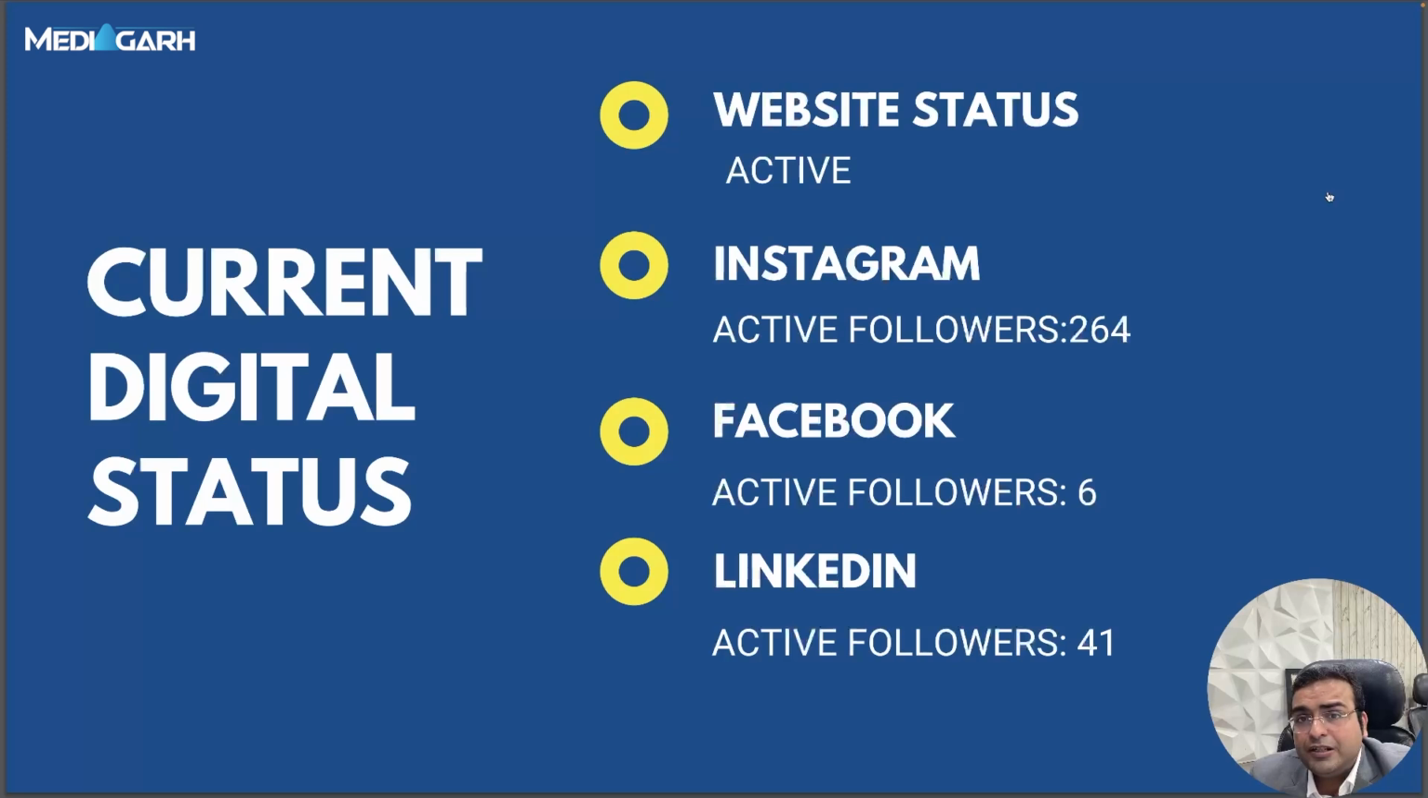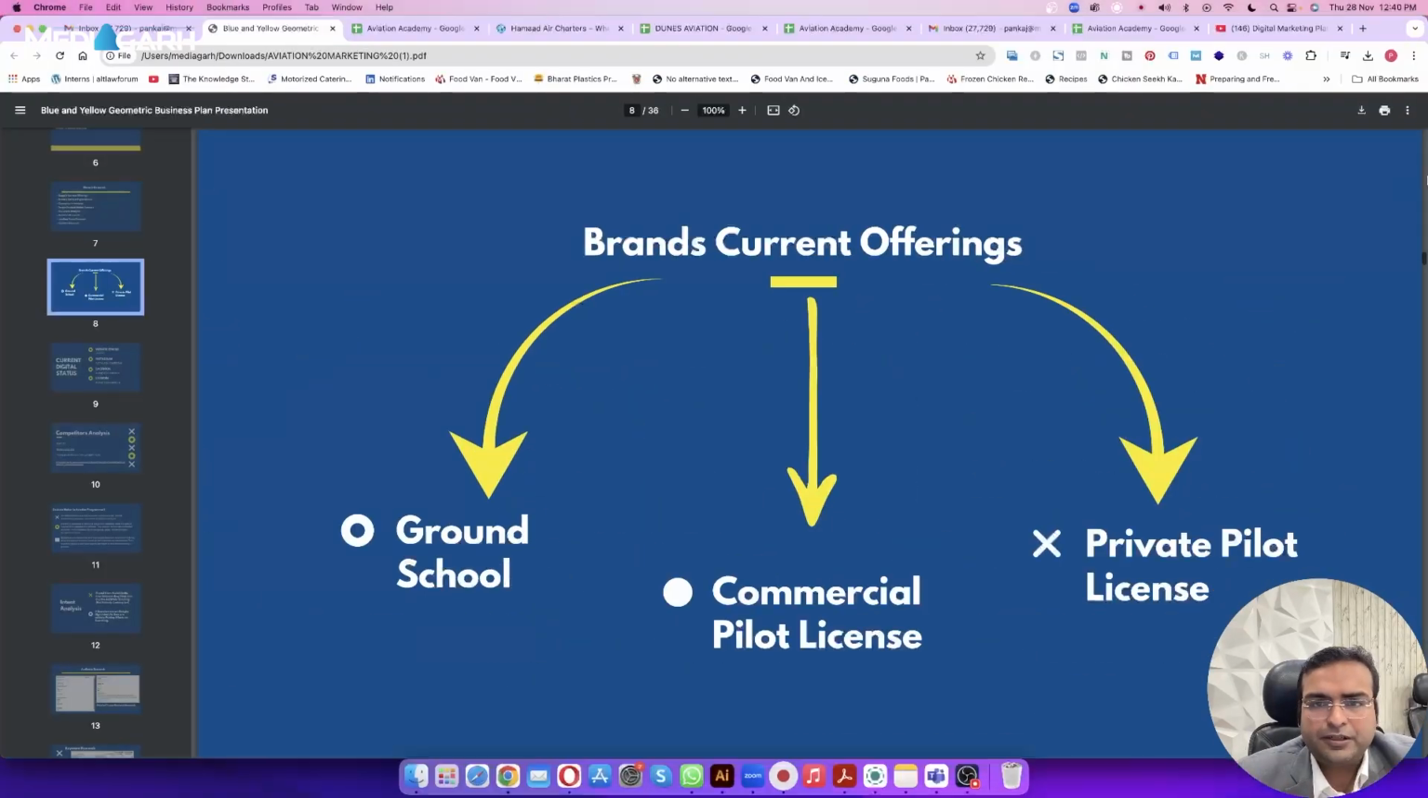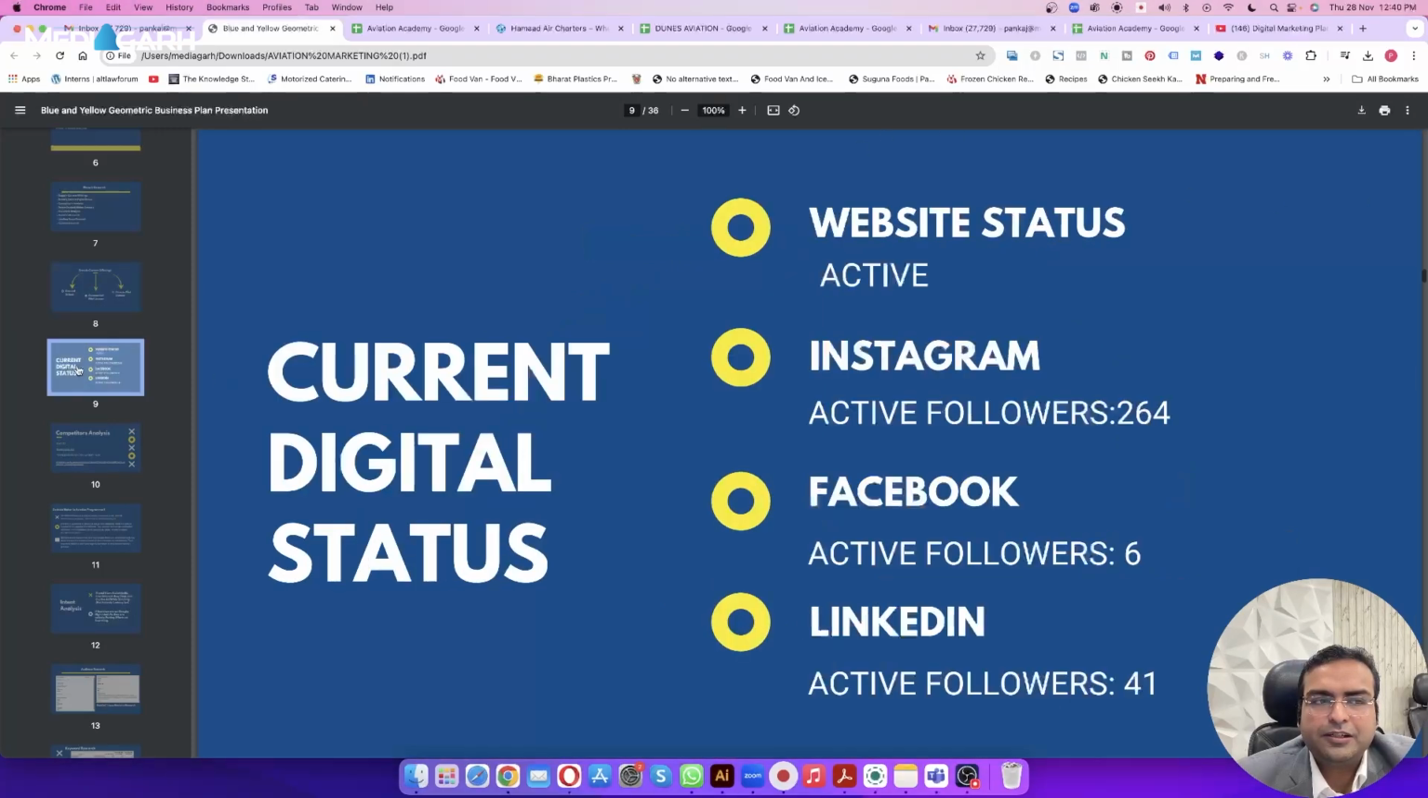Now, what is the current digital status? The website is active. Instagram followers are 264, Facebook followers are 6, and LinkedIn has 41. So, overall, this is the current digital status of the brand.